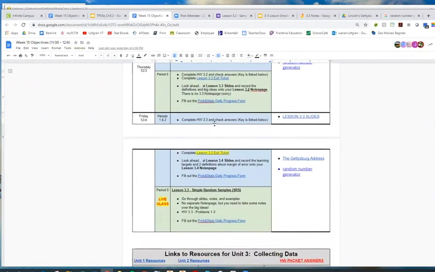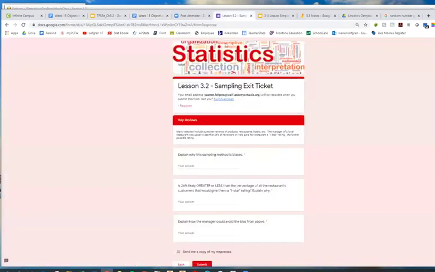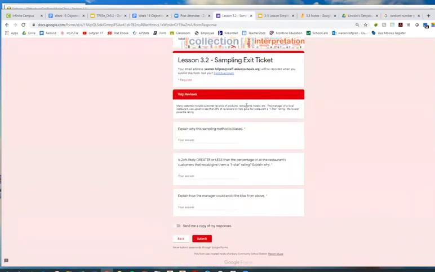For tomorrow, your last day of online learning, at least for the time being, who knows if we'll go back to it, make sure you've done the homework and checked it. I want you to complete the lesson 3.2 exit ticket. Some of you have done this, but a good number of you have not. The link is right there. This is a question about a restaurant manager getting reviews on the Yelp website, and it asks about bias in the results they're getting. Are they biased, and how can you avoid the bias?